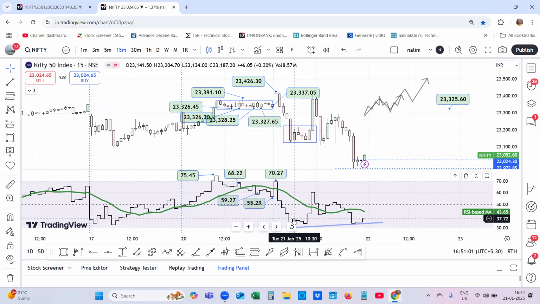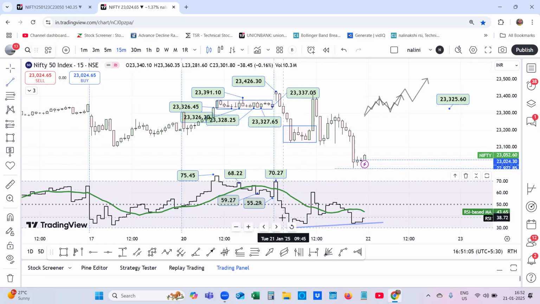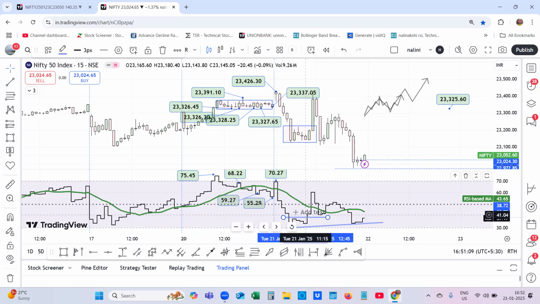So you can see the change of character. You might have learned about the change of character in price action. Like that, even the RSI is also showing change of character. Moving up, this is the first signal. See, if I place the cursor on this candle itself, it is showing RSI is popping up, indicating that the reversal is coming into the market.